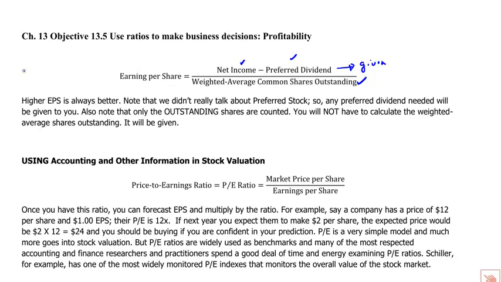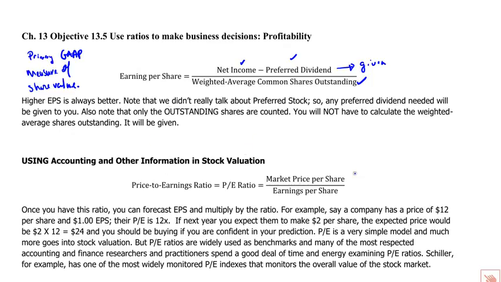This is the primary GAAP measure of share value. So this earnings per share can be used to compare value across companies or within a company through time.